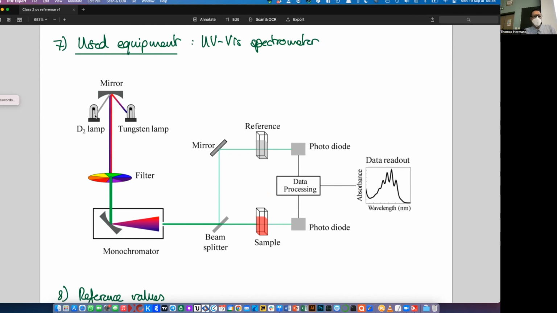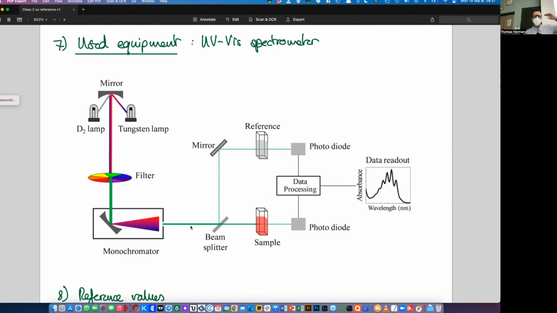So basically you have different kinds of lamps, either a deuterium lamp or a tungsten lamp. So why have two different lamps? Because they have different emission wavelengths, right? So different lamps have different colors. So you need to span the whole range from 200 to 900, you need different lamps. Then you filter basically one wavelength. So the filter and the monochromator together make light of one specific wavelength.